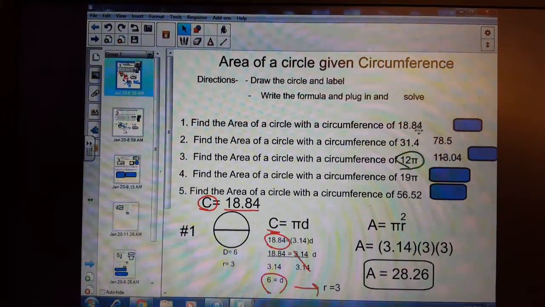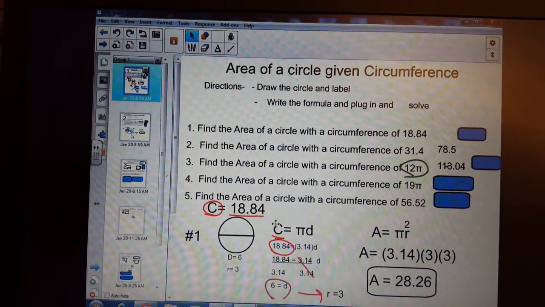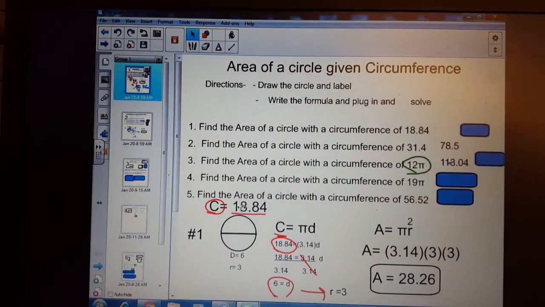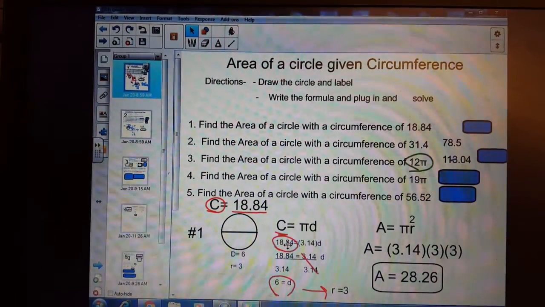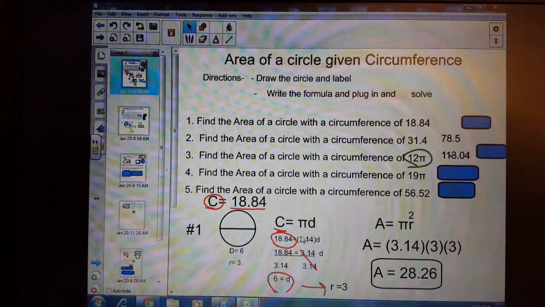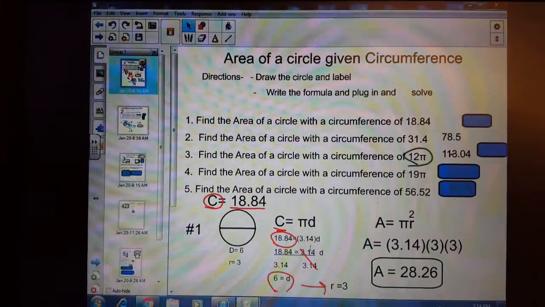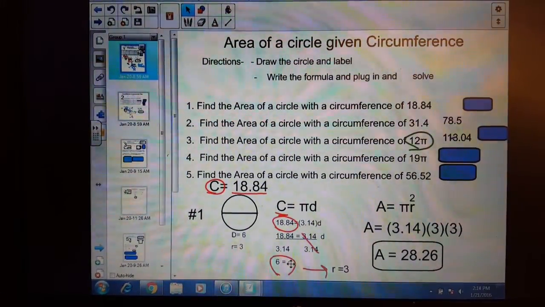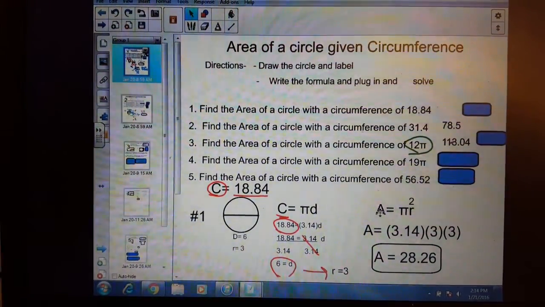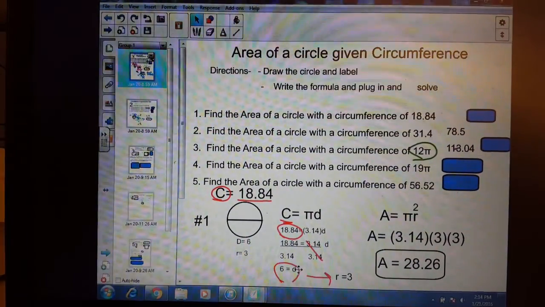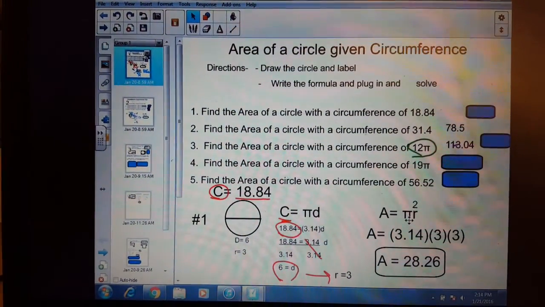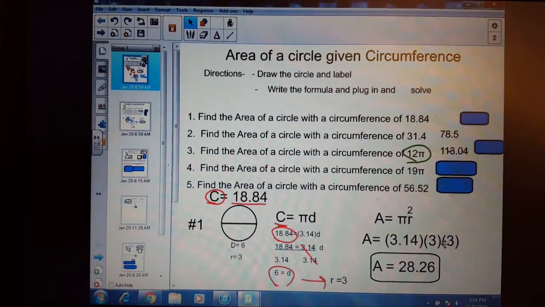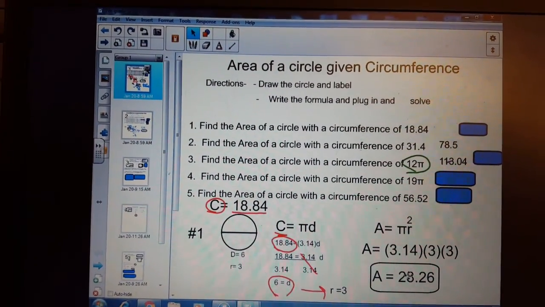So the key is you take the circumference, plug it into the formula C equals pi d, plug in your circumference right there. Since we know that pi is 3.14, divide by 3.14, and you get 6 equals d. To find the area, you need the radius, so cut the diameter in half. Plug it into pi r squared, 3.14 times 3 times 3, and you get 28.6.